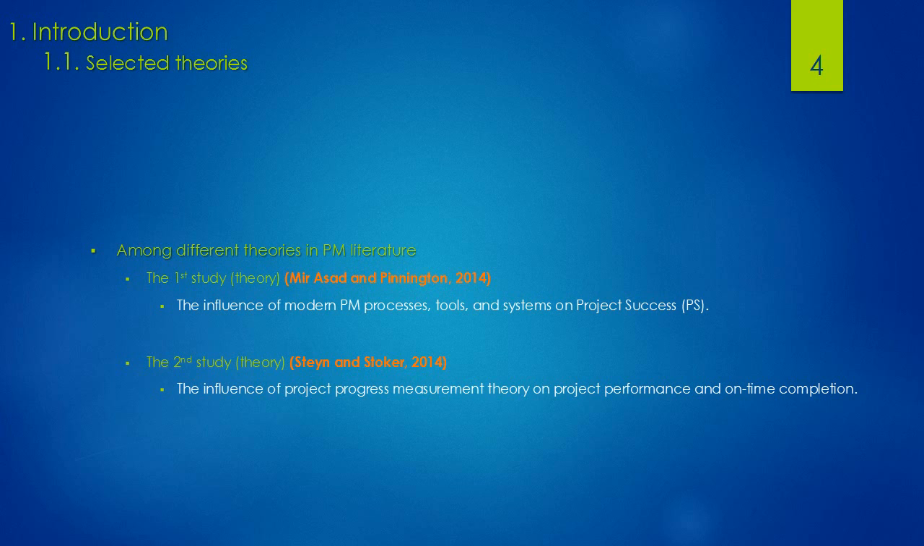The selected theories among different theories in literature are Mir Assad and Pennington's, as well as Stein and Stoker's. The first study discusses the influence of modern PM processes, tools and systems on project success or PS. And the second study discusses the influence of project progress measurement theory on project performance and on time completion.